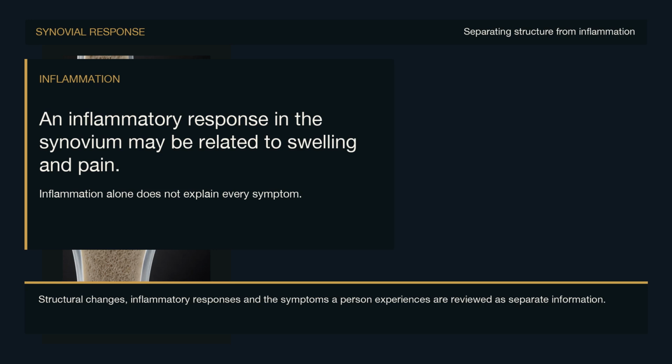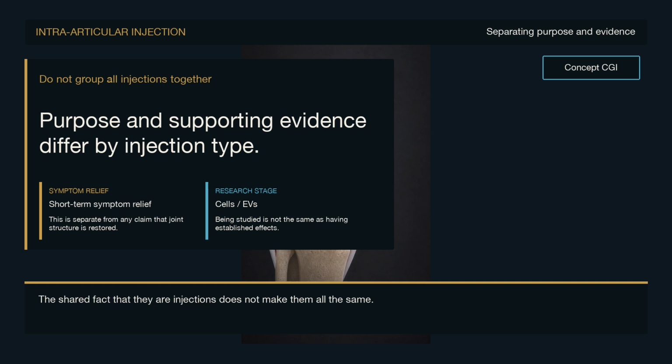Joint injections differ by type, purpose, and supporting evidence. They cannot all be treated as the same simply because they are delivered by injection. The purpose of an injection must also be considered separately from whether structures such as bone or cartilage return to their previous state. Some injections, including steroid injections, are intended for short-term symptom relief. This does not mean that osteophytes disappear, bone shape returns to its previous state, or cartilage regrows.